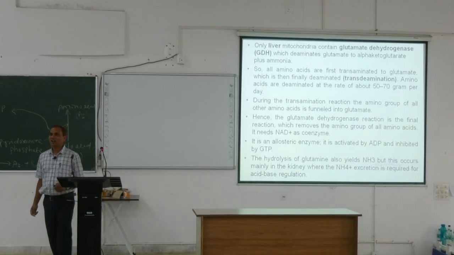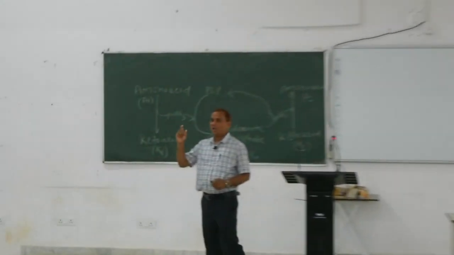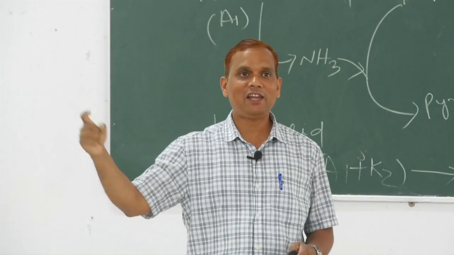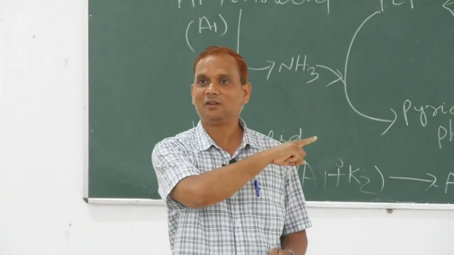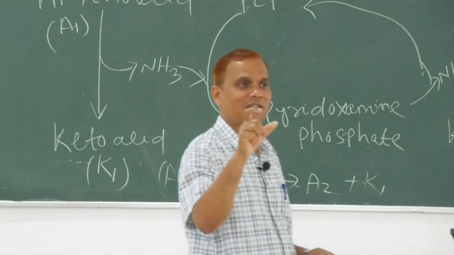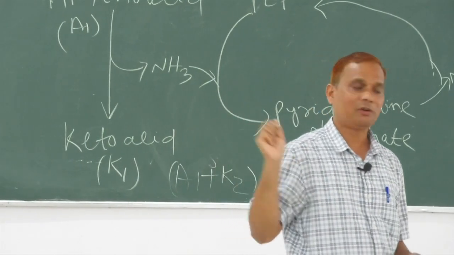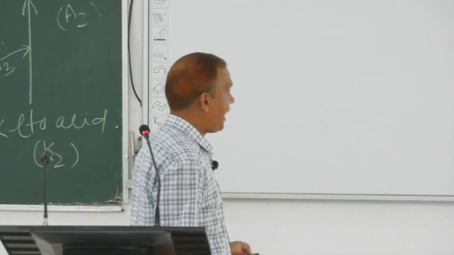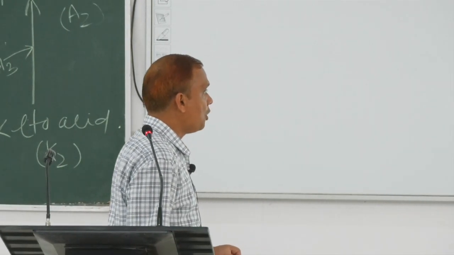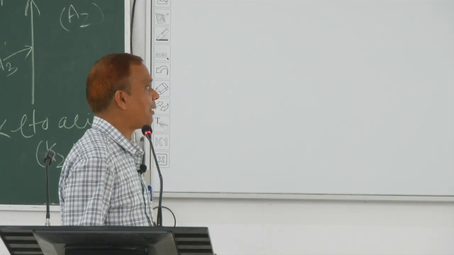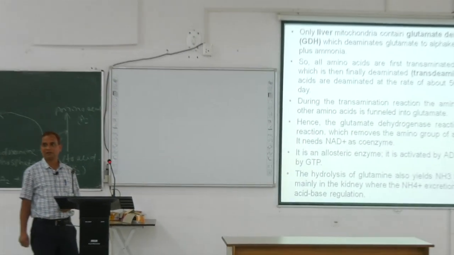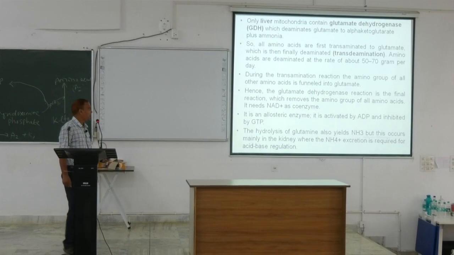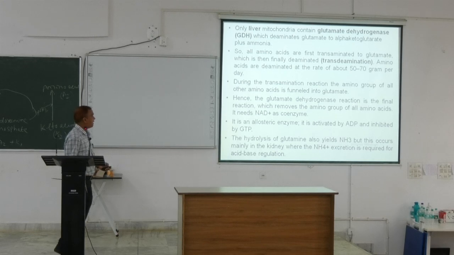That is, all amino acids will donate their amino group, and that amino group is converted to glutamate. Glutamate is the ultimate carrier of nitrogen. Hence, the glutamate reaction is the final reaction which removes the amino group of amino acids. This slide is very important.